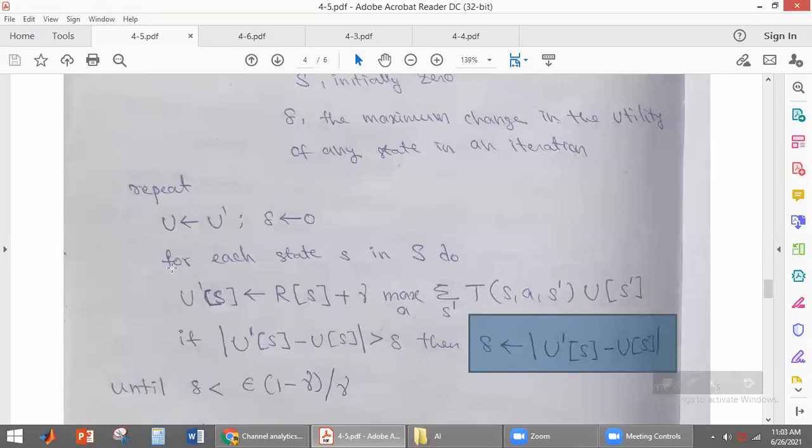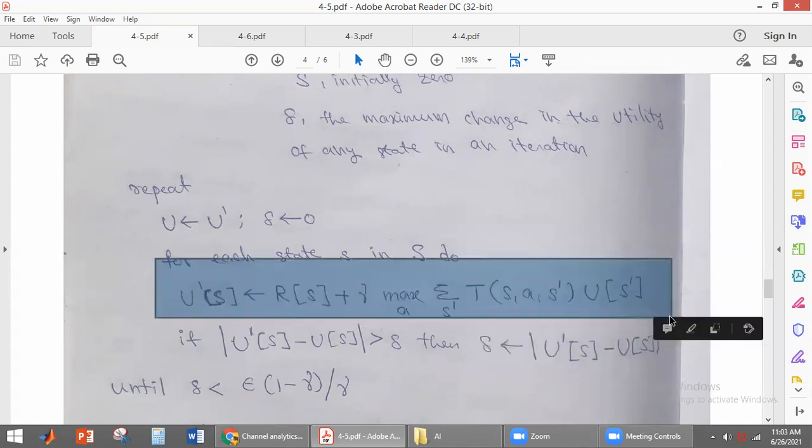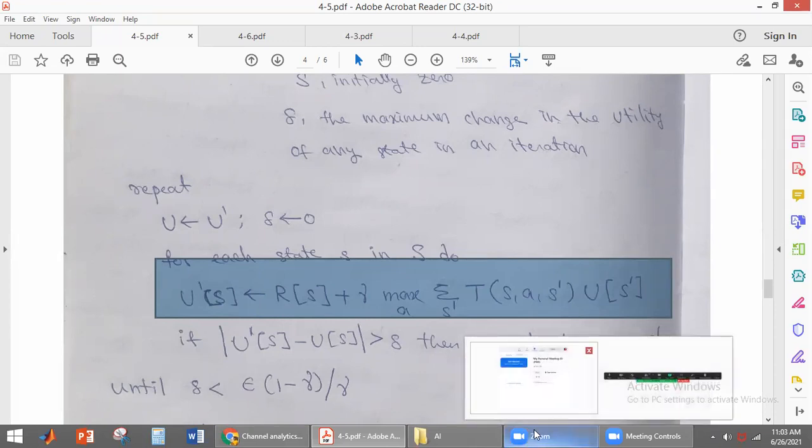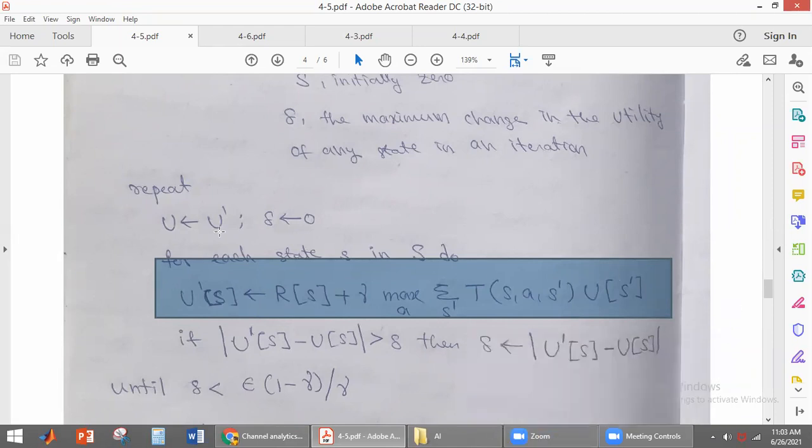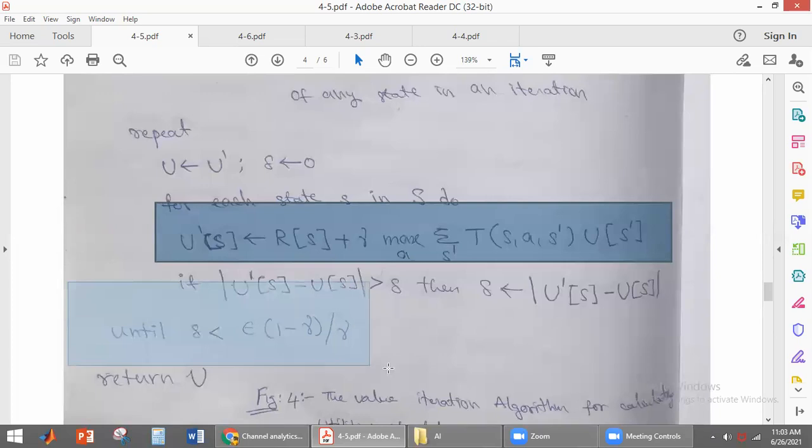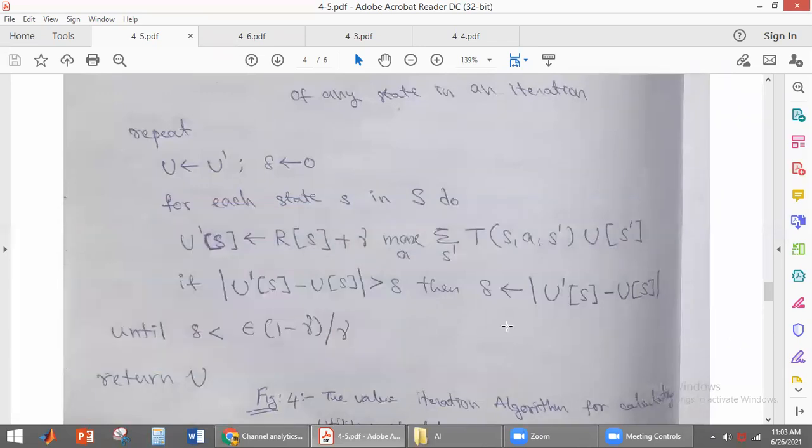In the next iteration, again the utility values are updated and we check delta. Delta is assigned the difference between the utility values in the current iteration and those in the previous iteration. This process continues until the delta value is less than the allowable error. Once delta is less than the allowable error, we have the optimal utility values, so finally it returns the utility values.